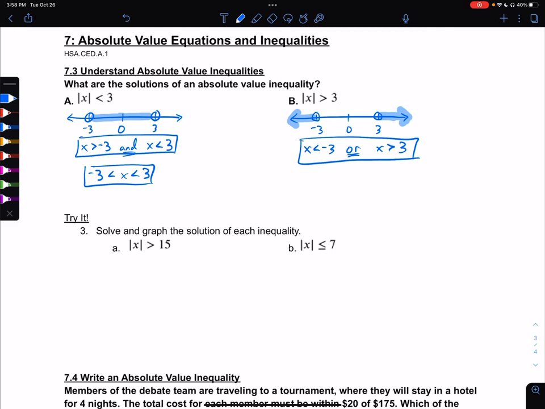Like I mentioned a couple videos ago, just remember absolute value measures distance. You're always looking for distance from 0.